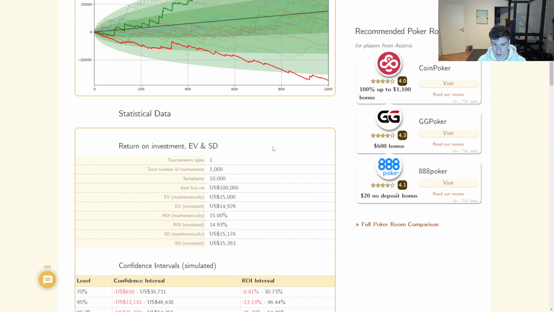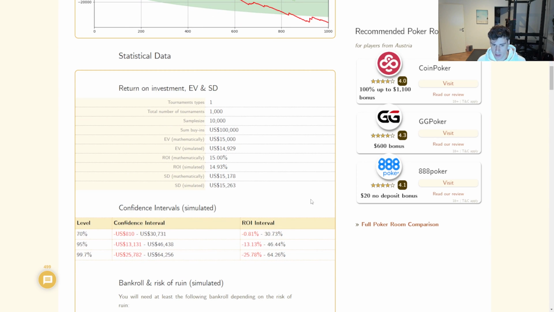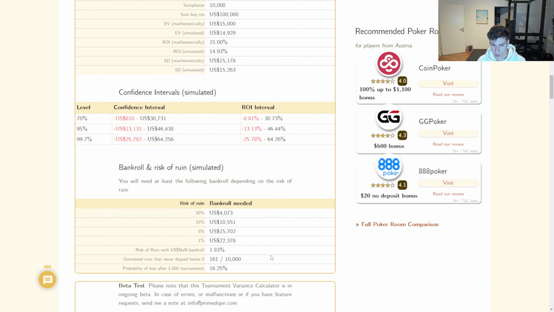Here we can also see again the statistical data over our buy-ins, the ROI and so on, and we can also see the confidence intervals, so statements about how accurate assumptions we can make about which region, in terms of profit, our run is going to end. But most importantly and most helpful for most players, I think, is this bottom area here, where it's talking about bankroll and risk of ruin.